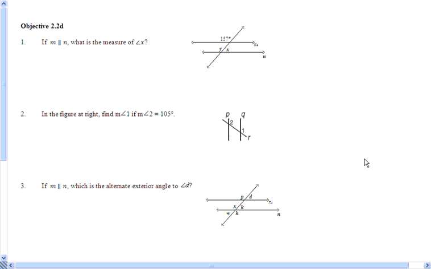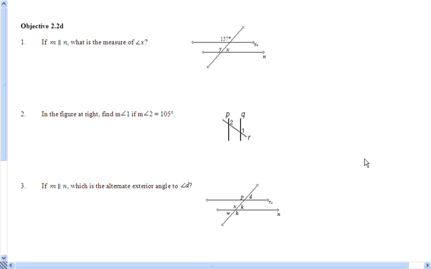All right, this is Relearn 2.2D. This one's about some different arrangements of angles that happen when you have two lines and you cross them with another line. And if the lines are parallel, then you get certain properties about those. So I'm going to do a quick review here.